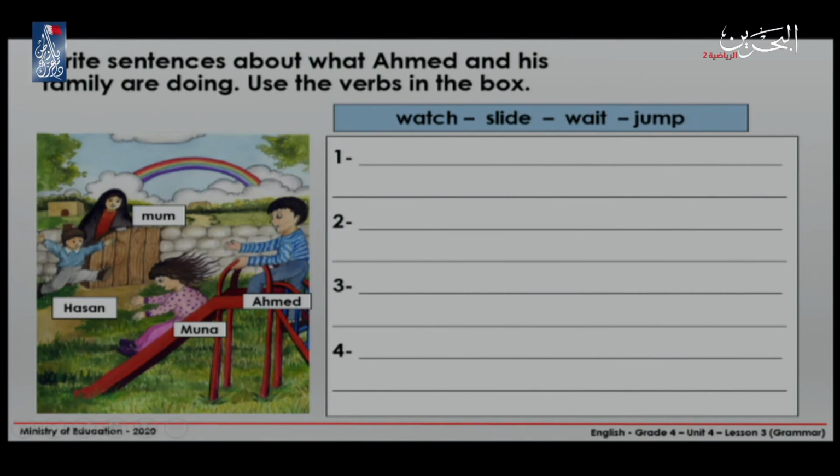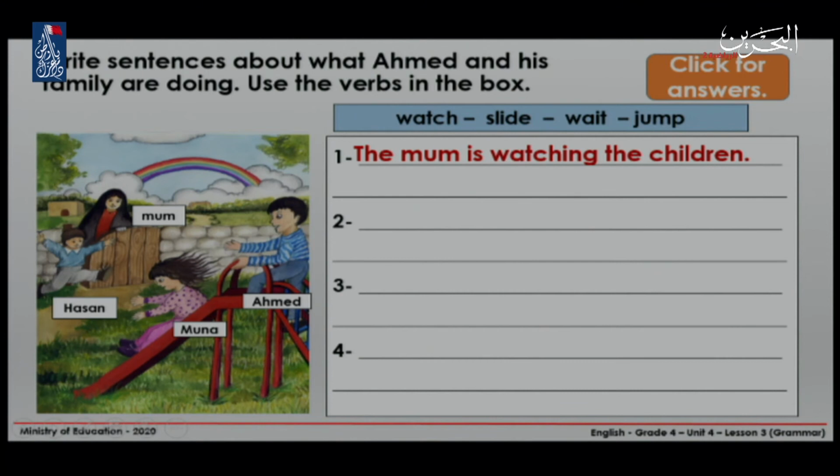Now, let's see the possible answers for this question. Let's see number 1. The mom is watching the children. So we use the first verb, which is watch, and we use this in the sentence. The mom is watching the children.